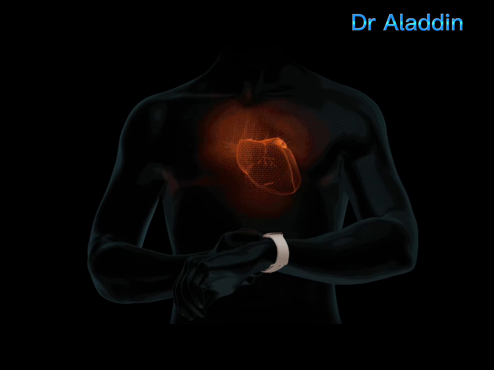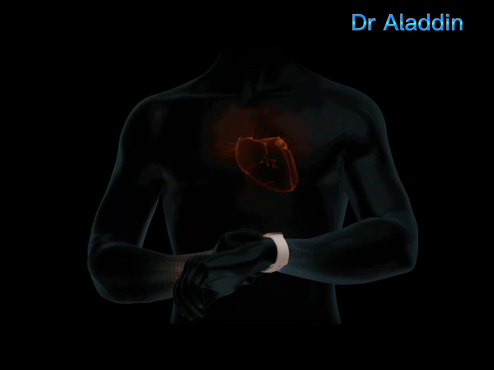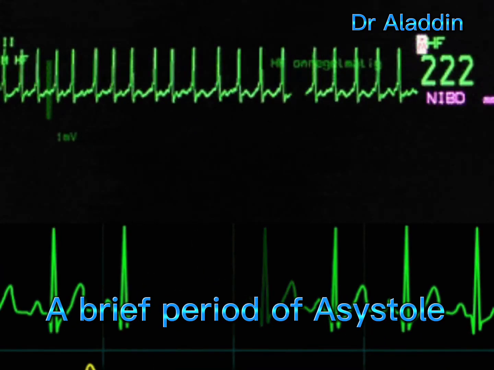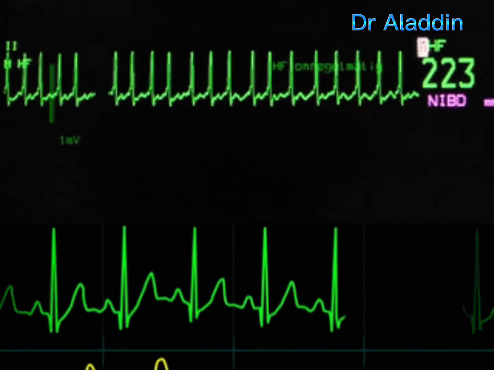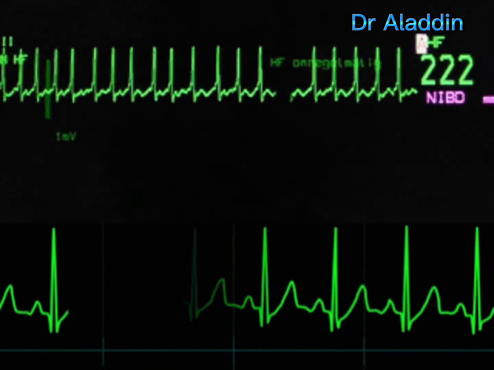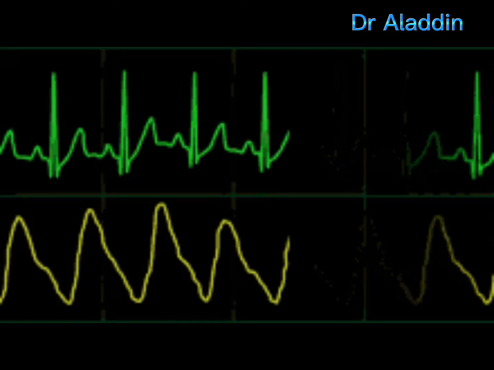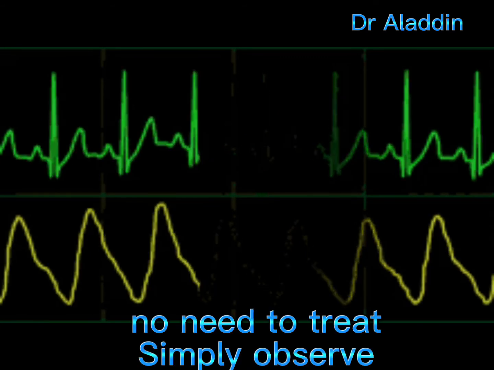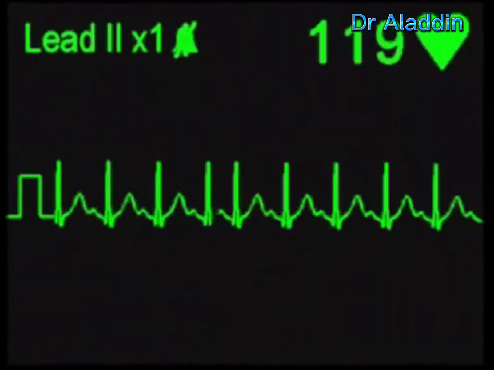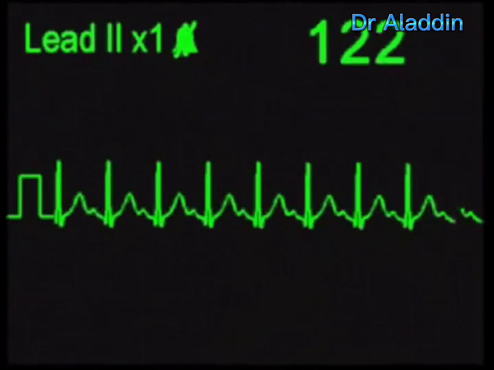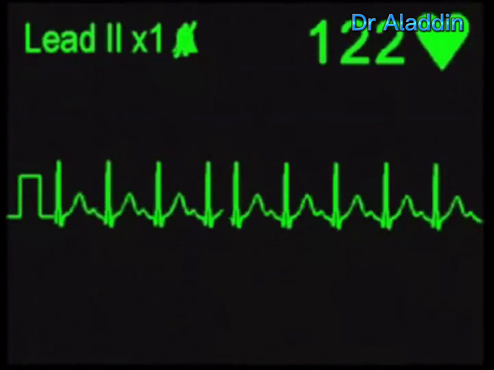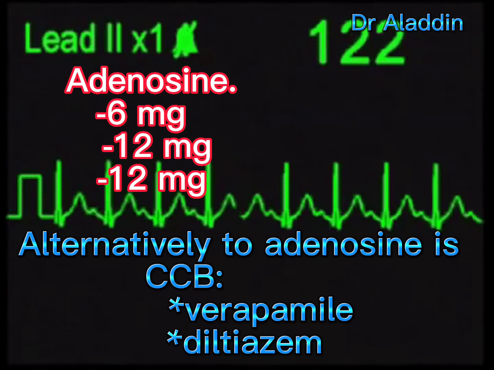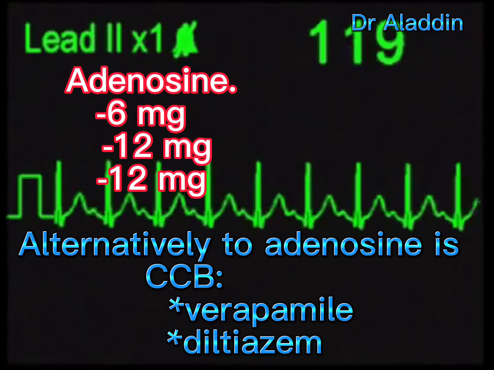After administration of adenosine, watch the cardiac monitor and note that the patient's rhythm slows. There is a brief period of asystole, and the patient may complain of shortness of breath, chest discomfort, and flushing. This may be scary for the patient and the clinician, but there is no need to treat. Simply observe. If it still didn't work, we will double the dose. We will give 12 mg, utilizing the same technique. So we give first 6 mg, then 12 mg, then 12 mg.